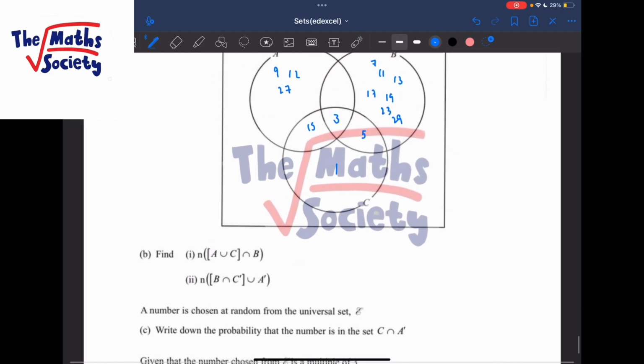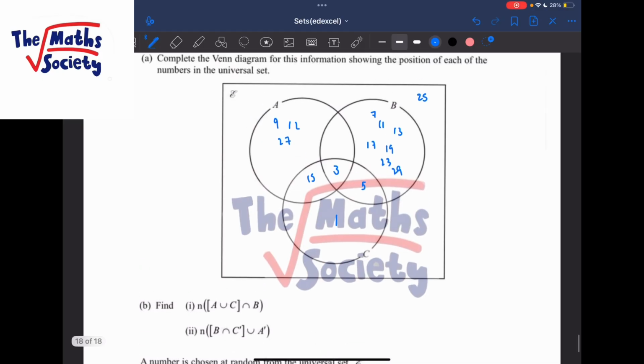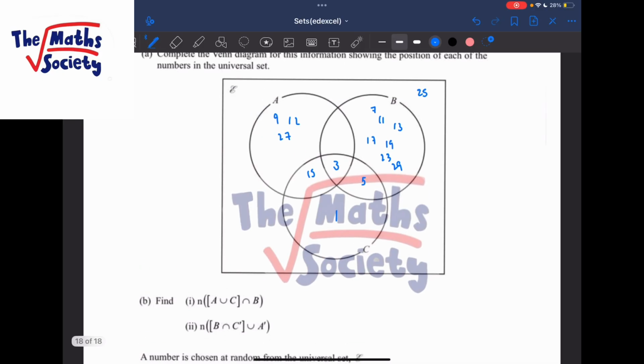Yep, it says find the number of A union C intersect with B. Sorry, A union C is everything that intersects with C, which is just going to be 2. And then just say the number. So you only need to write the number but not the exact elements of it.